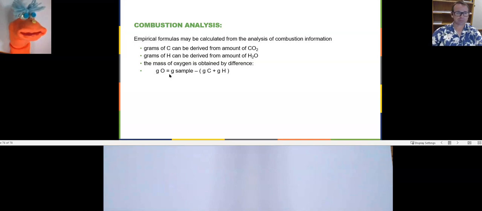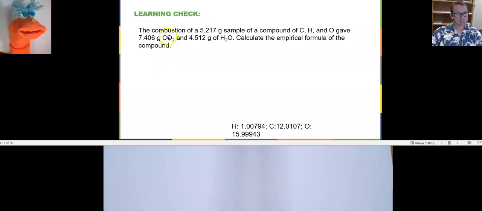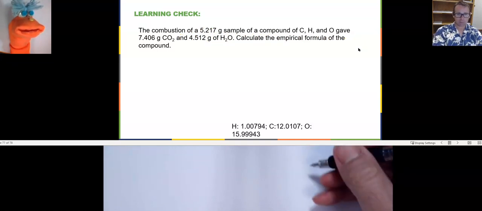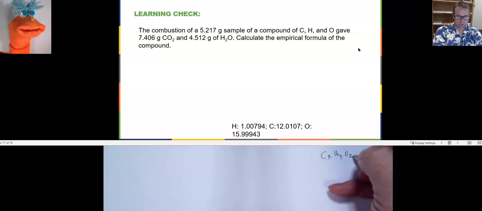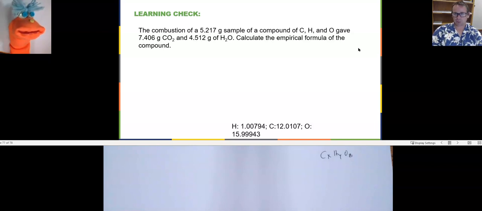Okay, so here's a combustion reaction. We take a 5.217 gram sample, and it contained carbon, hydrogen, and oxygen, and it resulted in 7.406 grams of carbon dioxide and 4.512 grams of water, and then we can calculate the empirical formula. Now again, the empirical formula is CxHyOz. We want these moles, right? That's what empirical formula is, moles of carbon, hydrogen, and oxygen.